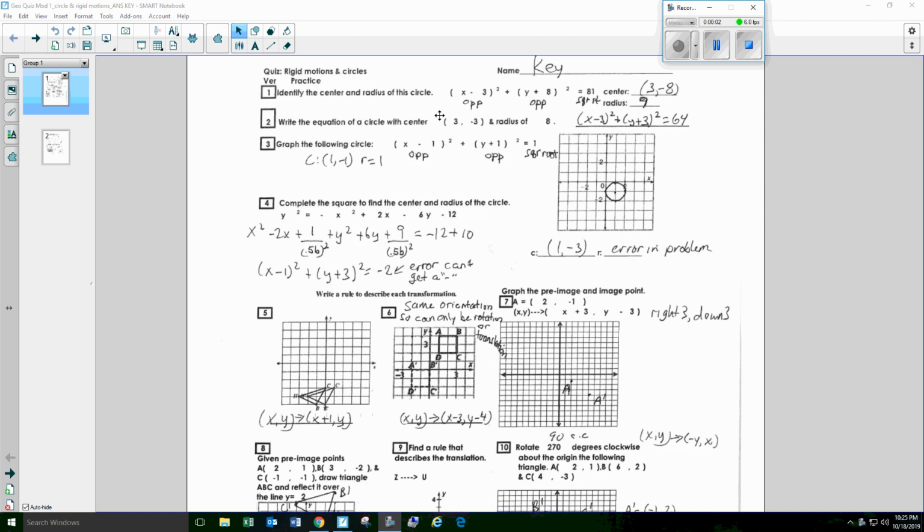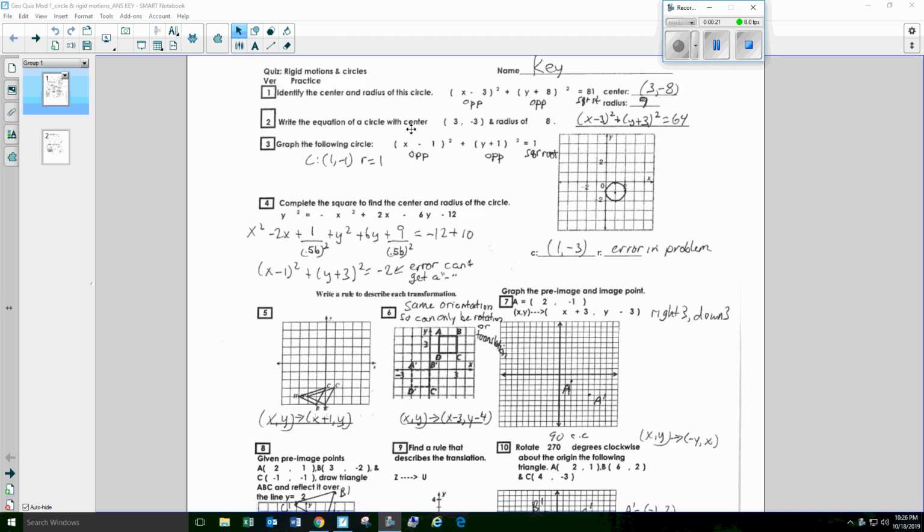All right, I'm just going to explain verbally here your answers to your practice quiz. Remember, when it's in standard form for a circle, we just do the opposite and take the square root. So it's 3, -8 for the center, and the radius is 9, the square root of 81.